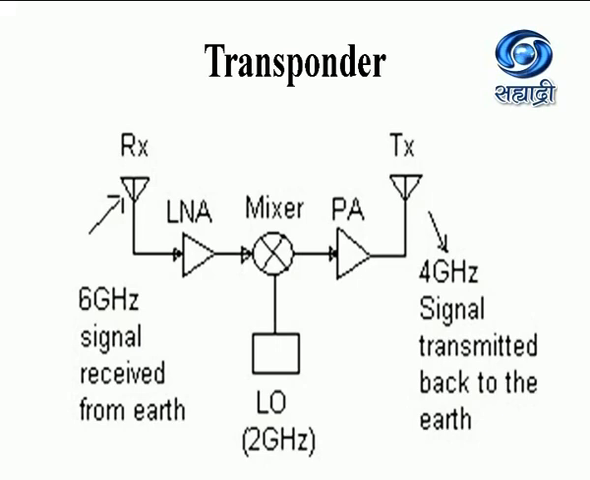So this is the block diagram of transponder. Basically the transponder is a transceiver. In the transponder we have the combination of transmitter as well as receiver. If you observe this diagram, we have receiver, then low noise amplifier, then mixer, then local oscillator, then power amplifier, and that power amplifier is connected to the transmitter. Here 6 GHz uplink frequency is connected to the receiver and 4 GHz downlink frequency is connected to the transmitter. So let's see the working.